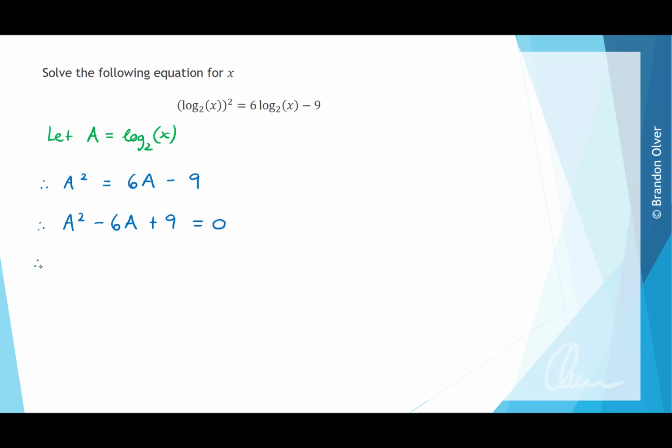Now the purpose for doing that is we can factorize the trinomial on the left hand side, and you can recognize potentially that this is a perfect square. So this can be written as (A − 3)² = 0.